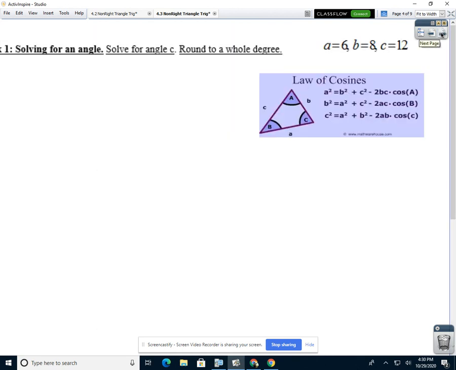So let's take a look at a problem here. First thing is I have the law of cosines on the top. Always reference it. Maybe make an index card or something for yourself, because you do want to have access to it as you're working through, and you don't want to waste precious brain space by memorizing this, because you need brain space to look at other things. So solve for angle, round to a whole degree. They give us some information on the side over here. They say A is 6, B is 8, and C is 12.